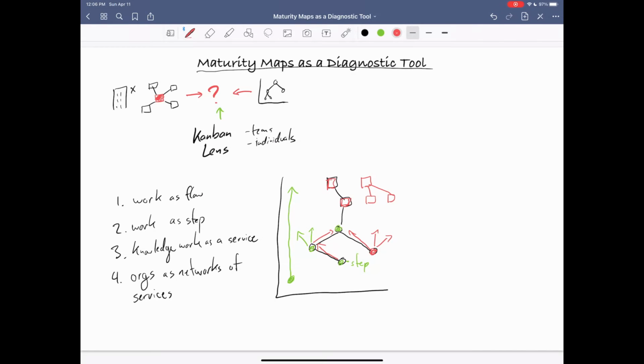So when we want to use a maturity map when starting an improvement effort and understanding the dysfunctions in an organization, we can start the conversation on our users and our user needs to understand what the goal might be and what we're trying to achieve. We could start then to map out the services in that value chain.